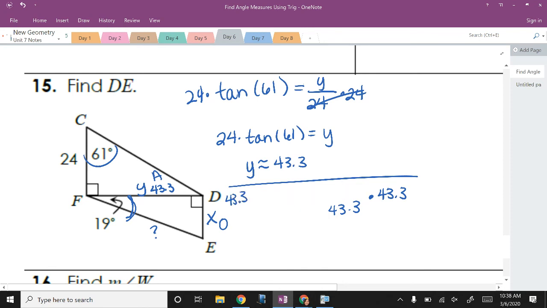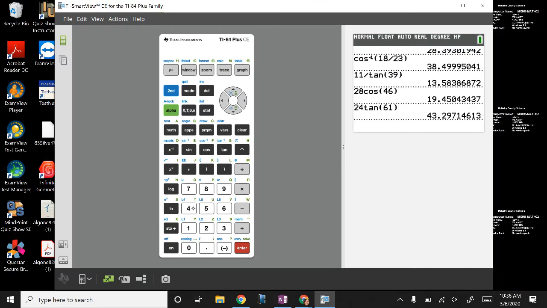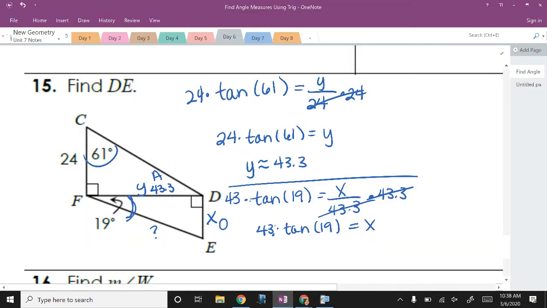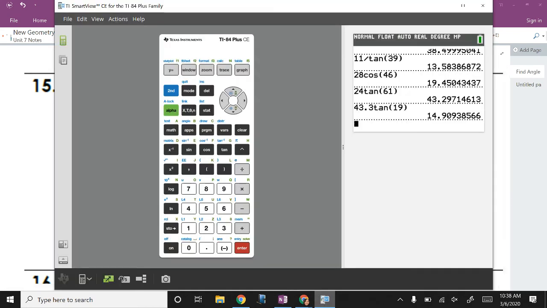And that just deleted everything for whatever reason. I don't know. Touch screen. Maybe it won't do it again. All right. So 43.3 times tangent of 19 will get me X. So 43.3 times tangent of 19 equals. So I'll get about 14.9. Sorry, that's supposed to be 0.3 there as well. So X is approximately 14.9.